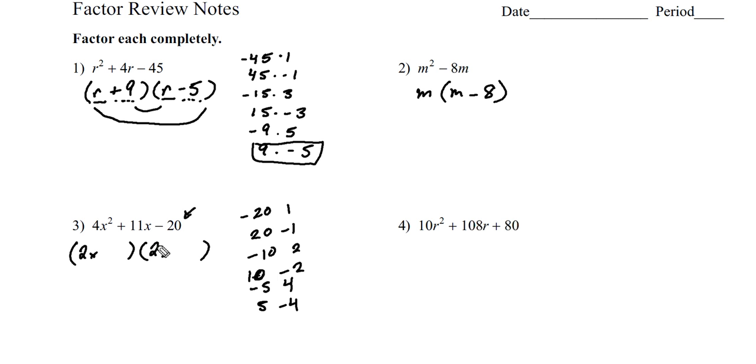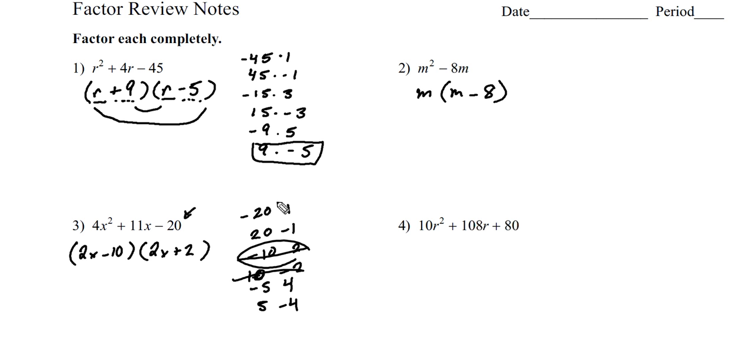So we could input some of these values. For example, let me just plug in this one: negative 10 and positive 2. When we do the outer and inner parts of FOIL there, we'd get negative 20x plus 2x, which of course isn't going to be 11x. So that actually takes out this as a possible combo and that as a possible combo.